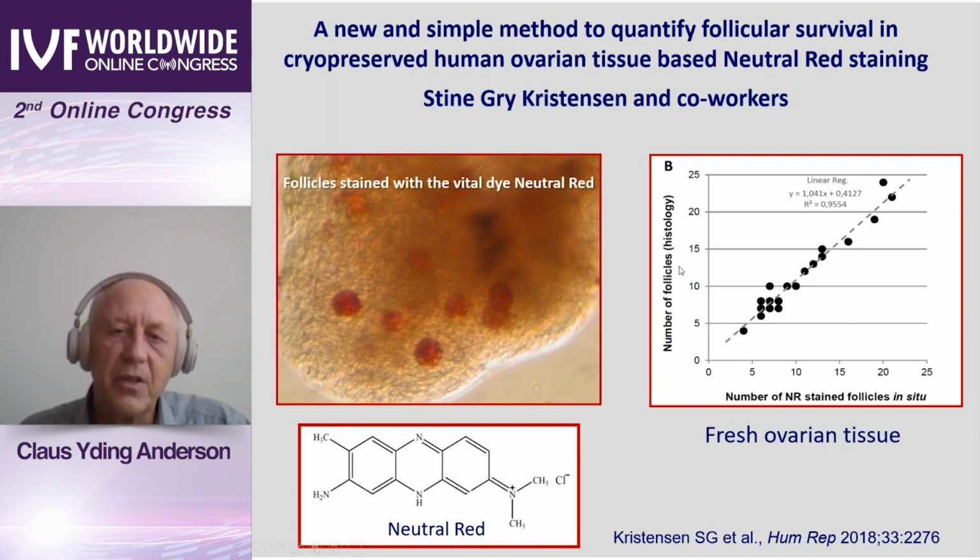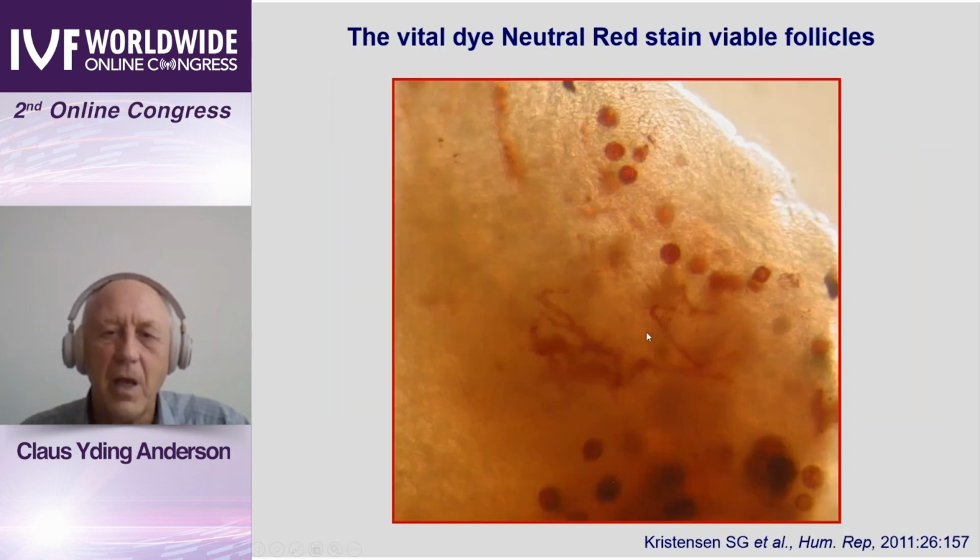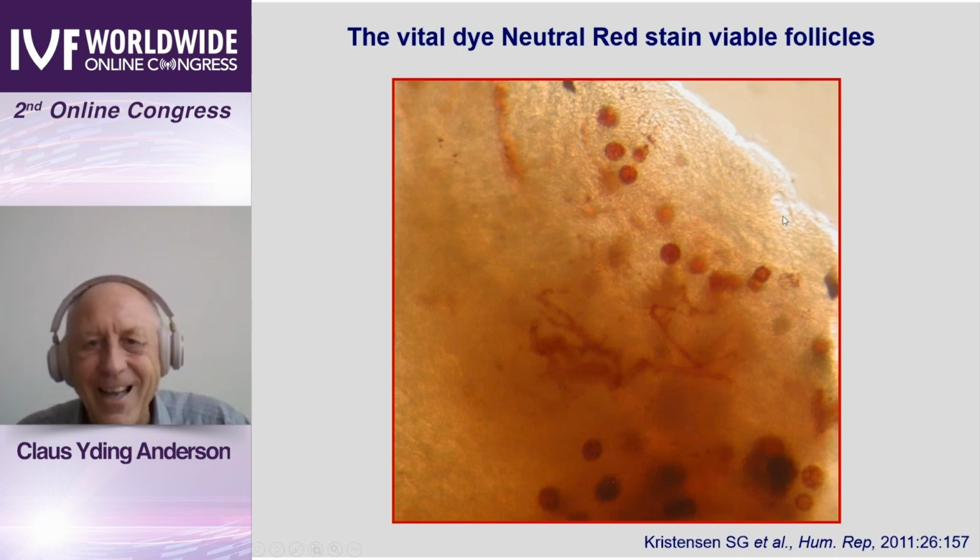And she has then looked at the number of follicles on histology and the number of follicles which in that tissue were stained with neutral red. And there's a beautiful linear correlation. And you can see them sitting here, all the primordial follicles, again, here, the ovarian surface epithelium. So there's a lot of them sitting in there.